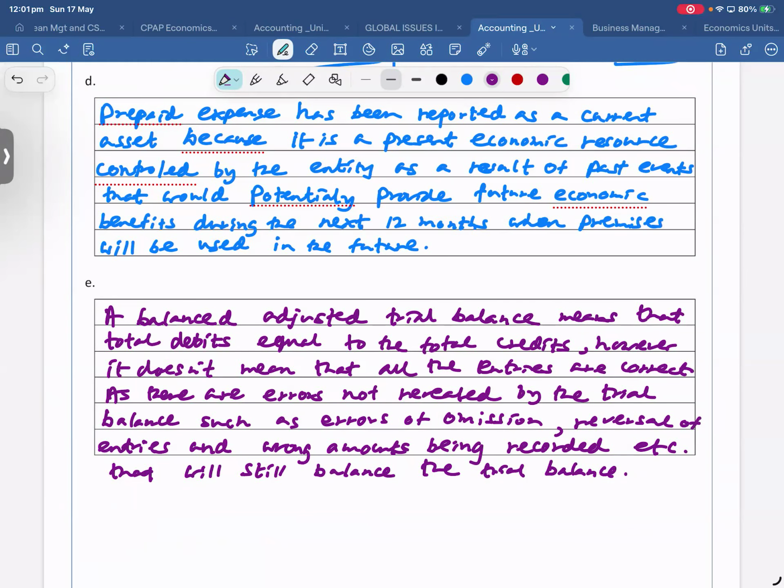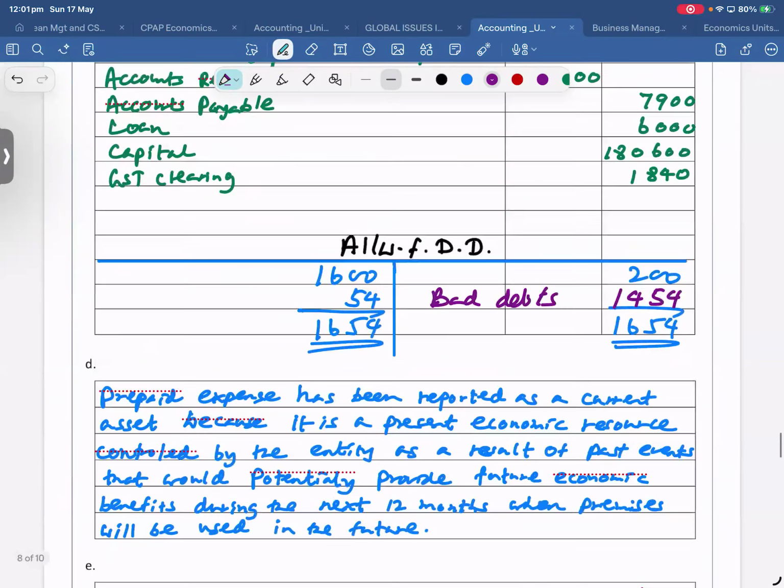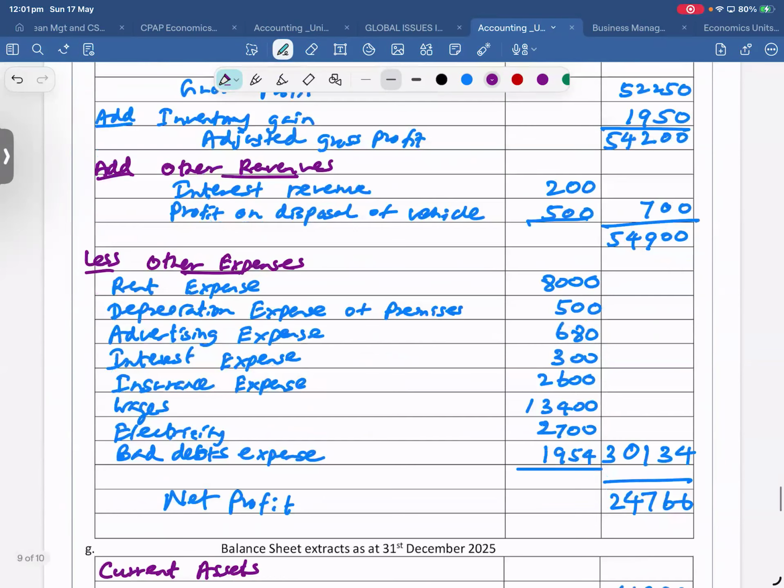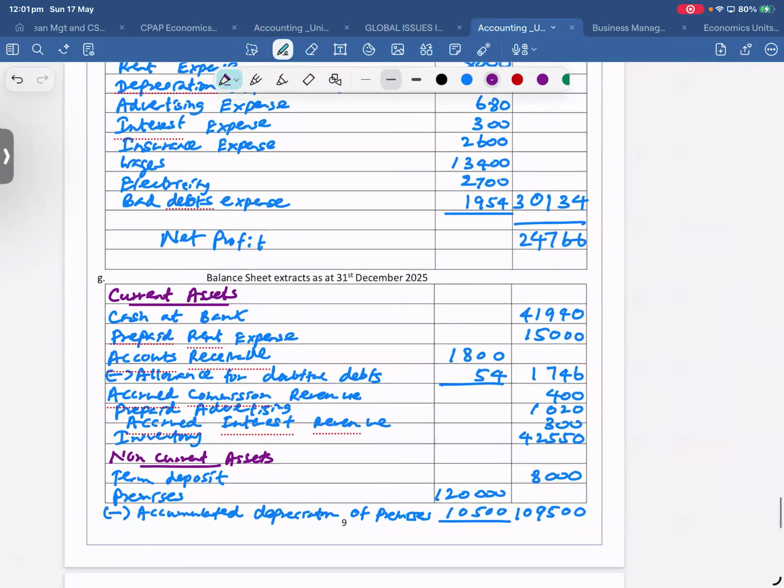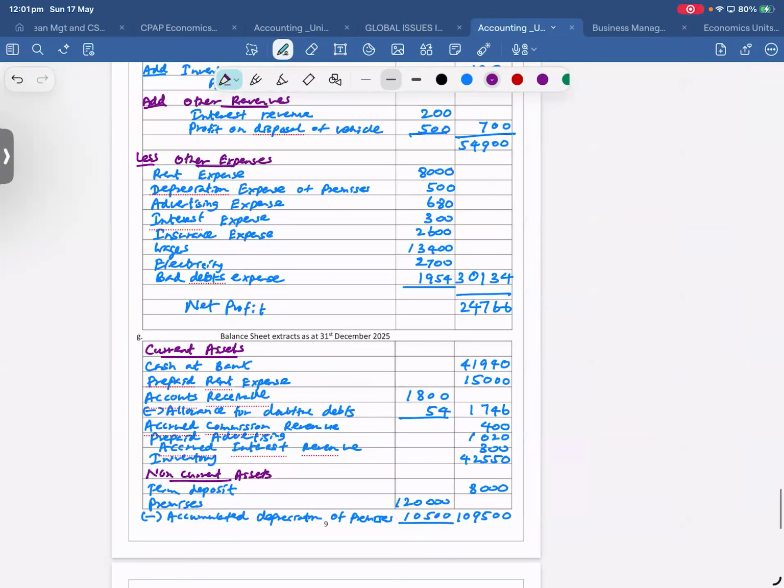Okay. Sure. Balance sheet. Yes. Balance sheet and income statement both. All right. Can you see?